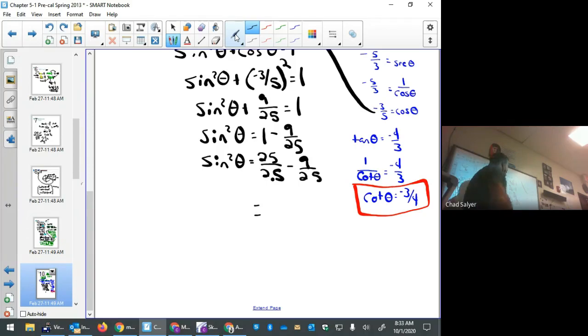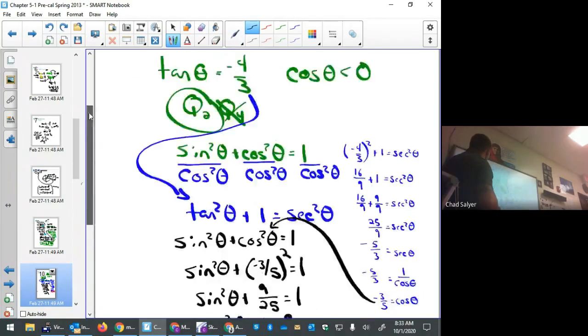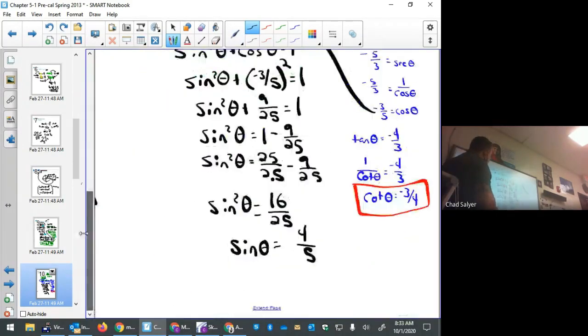25 minus 9 is 16. But that's sine squared theta, so I need to take the square root. So sine theta is going to be the square root of 16 over the square root of 25. But again, think about where we're at. We're at Q2. Okay, yeah, it's positive there.